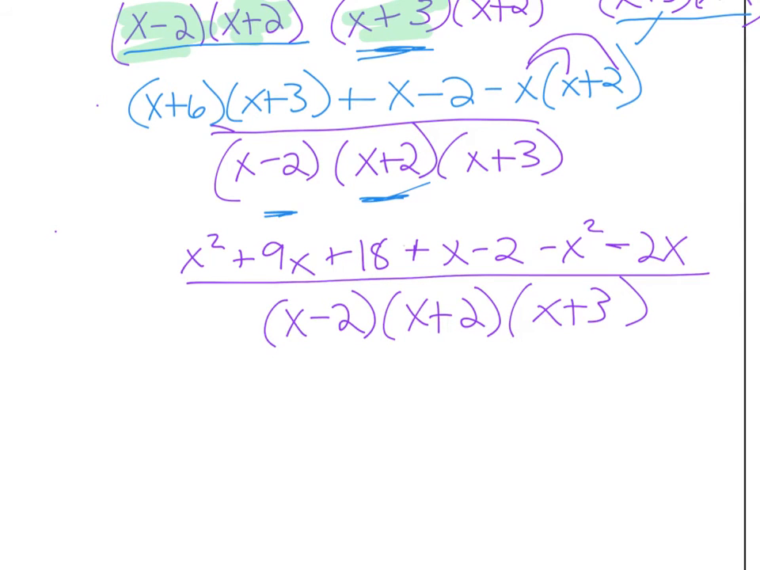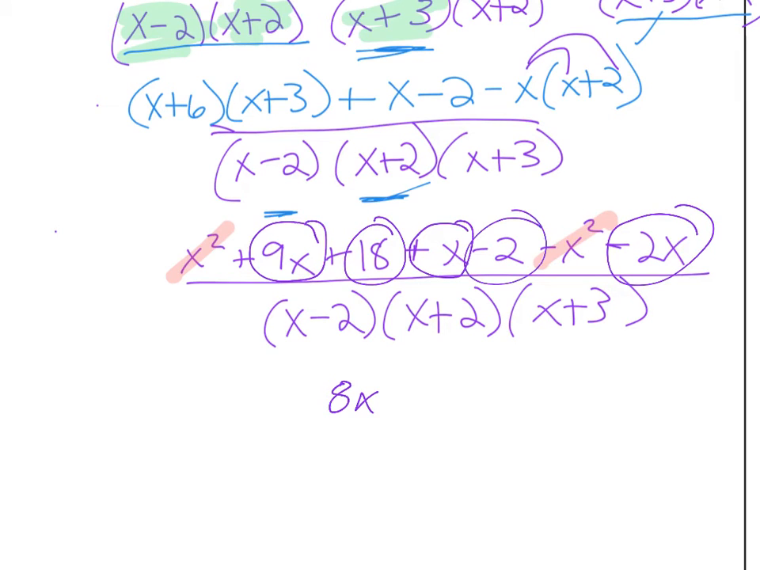Now I'm going to condense. All right, so I have some things that will add to 0. I have a positive x squared and a negative x squared. That adds to 0. I think that's it of what adds to 0. So we have 9x, 1x, and a negative 2x. So that's 10x minus 2 is 8x. So I have 8x. And then I have a plus 18 and a minus 2. So that becomes a plus 16. That's all over my common denominator.